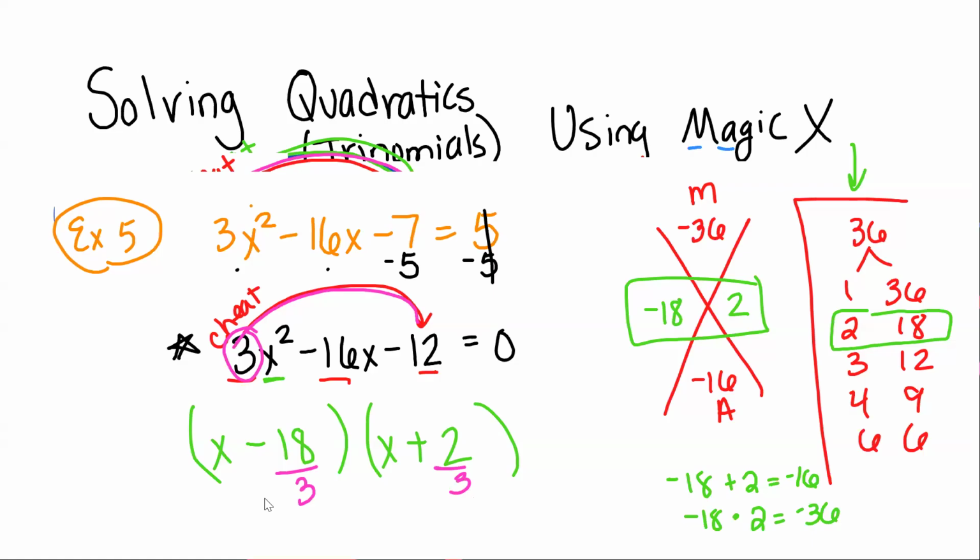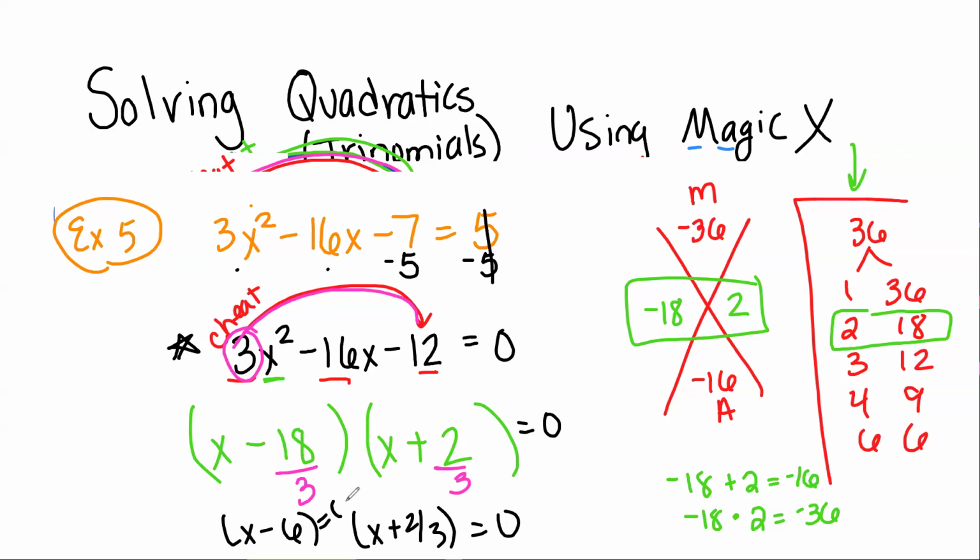18 divided by 3, that's just 6. Oh, this still equals 0. So this is going to be x minus 6, and 2 divided by 3, nah, just leave it: x plus 2/3. And again, if we were factoring, we would swoop so that it's prettier, but we're not factoring, we're solving. So still equals 0.